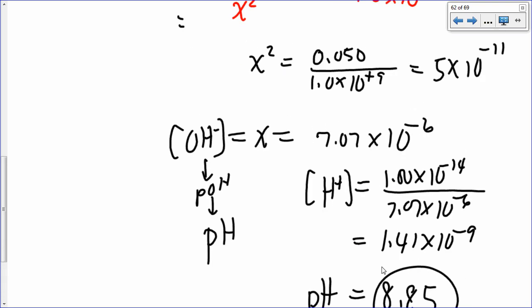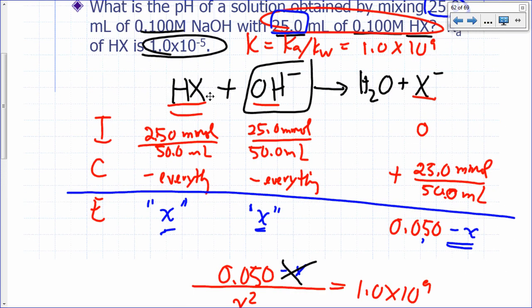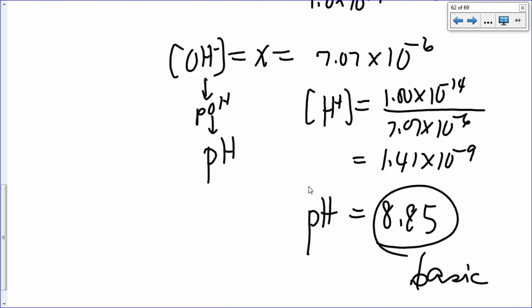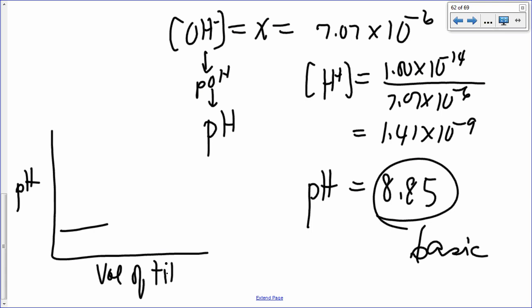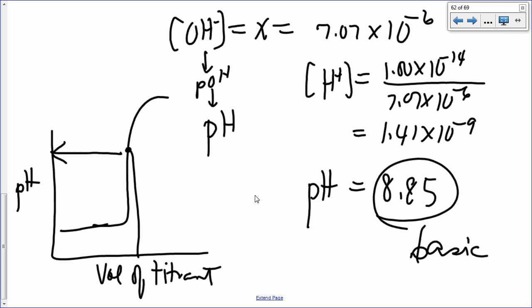Okay? Why are we saying this is at the equivalence point? You have equal moles of H plus and hydroxide. So if you did a titration curve for this, you're going to get something like this. This is pH versus volume of titrant. You're going to get a big jump, but your equivalence point is actually going to happen above pH 7.